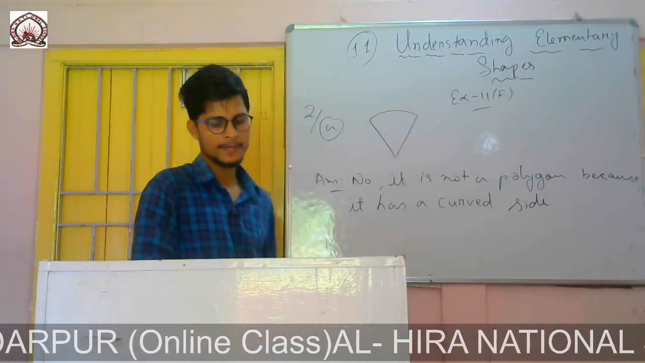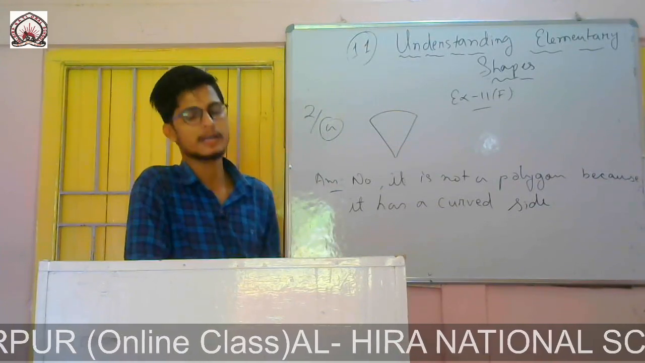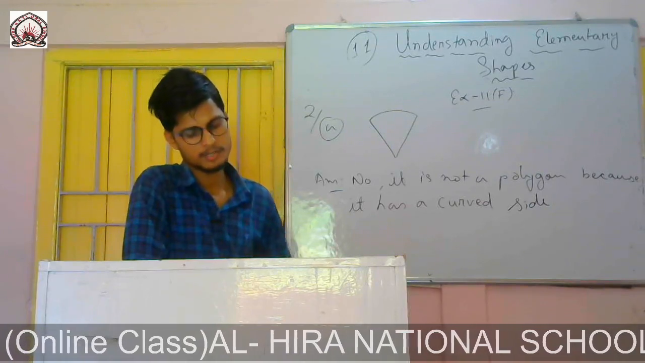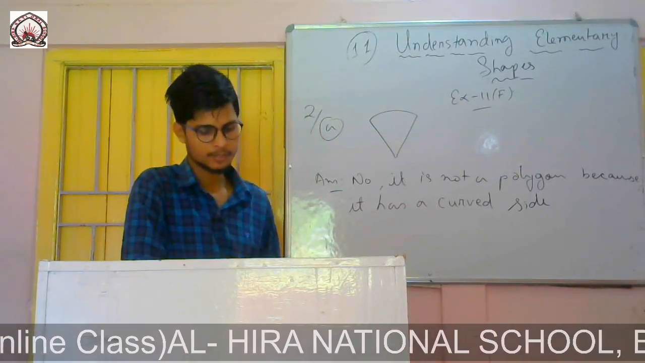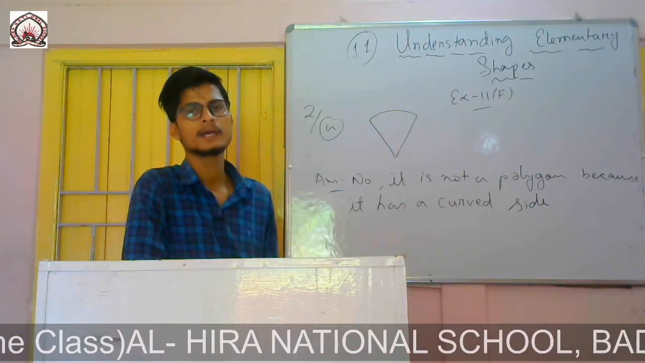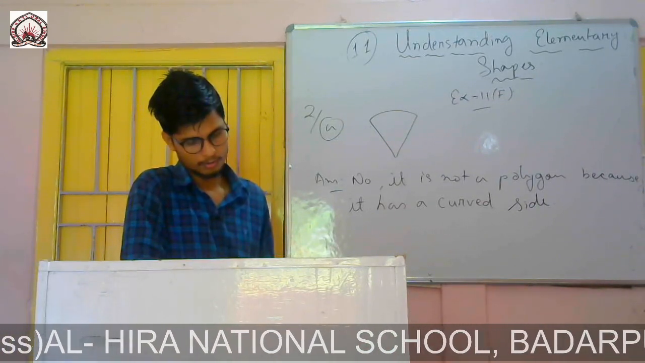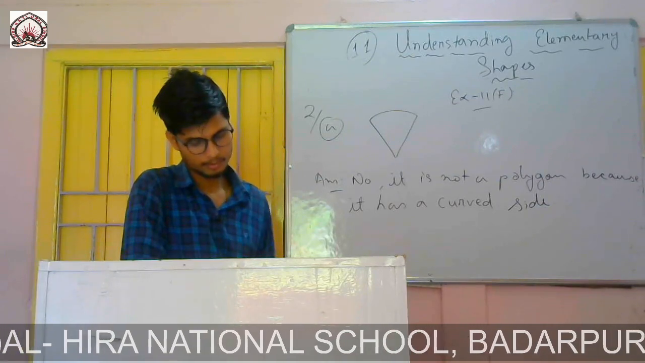Then Roman number B. It is a polygon. All the sides are made of line segments. So if it is a polygon, no need to give any reason. Simply you write one option. Question number B, answer is it is a polygon. Then finished.